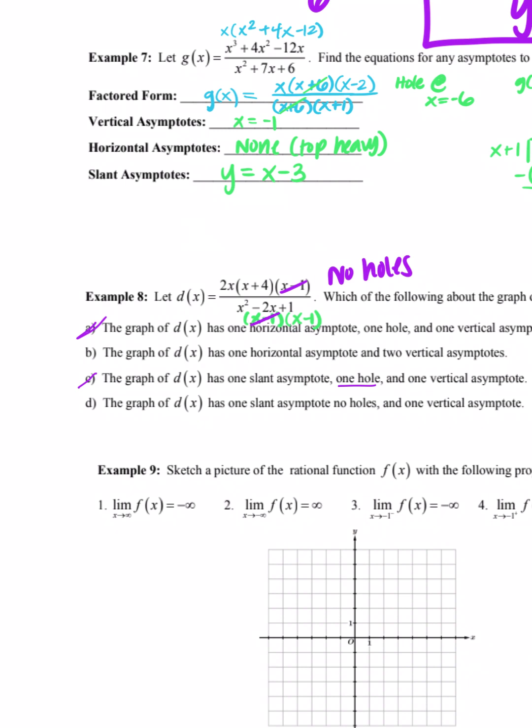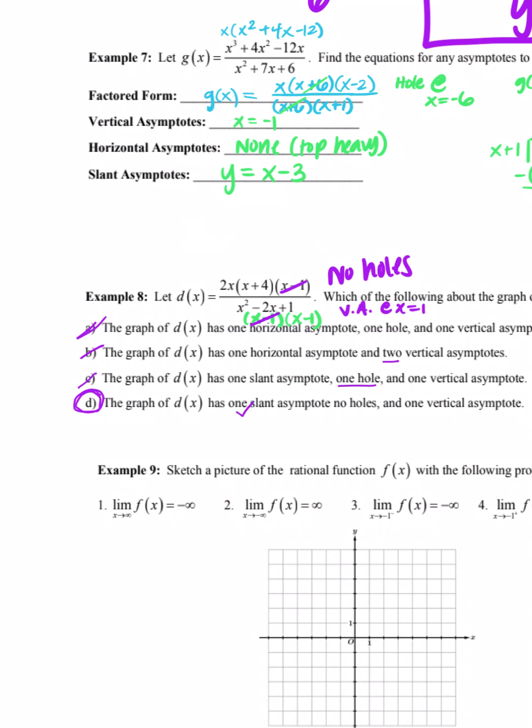Let's see the vertical asymptote in this thing, because of that factor x minus 1 in the denominator, there is a vertical asymptote at x equals 1, and there's only one vertical asymptote. So that should answer our question for us, because that's the big difference between choice B and D. B says there's 2 vertical asymptotes, but that's not true. There's only 1. So it's got to be D. So let's just make sure the rest of this makes sense. Yep, no holes, 1 vertical asymptote.